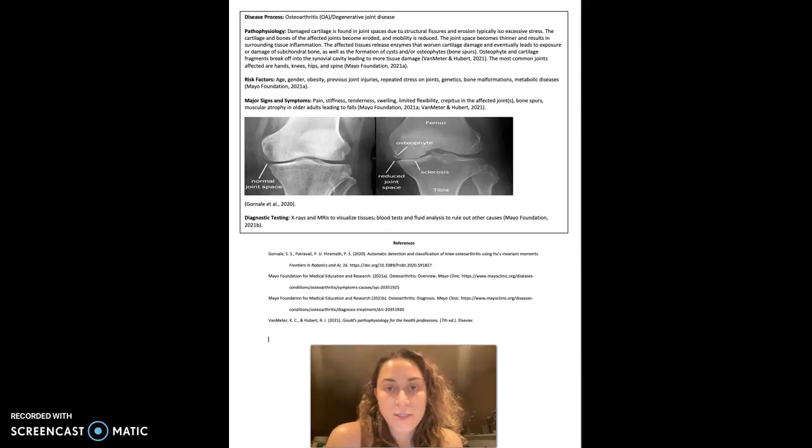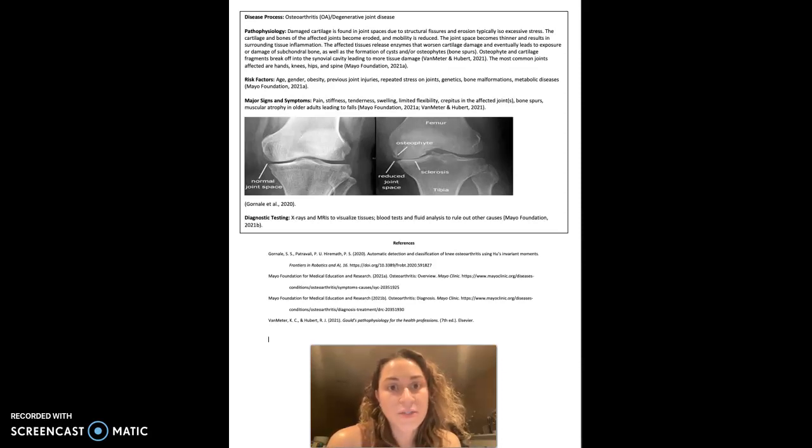The pathophysiology behind OA is damaged cartilage is found in joint spaces due to structural fissures and erosion that's typically in the setting of excessive stress. The cartilage and bones of the affected joints become eroded and mobility is reduced. The joint space then becomes thinner and results in surrounding secondary tissue inflammation.